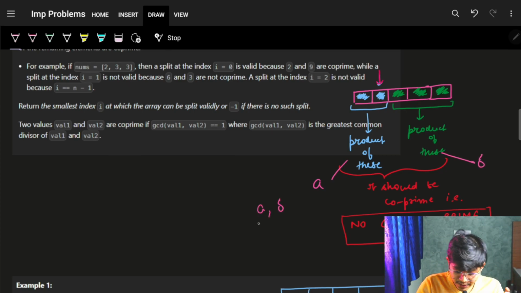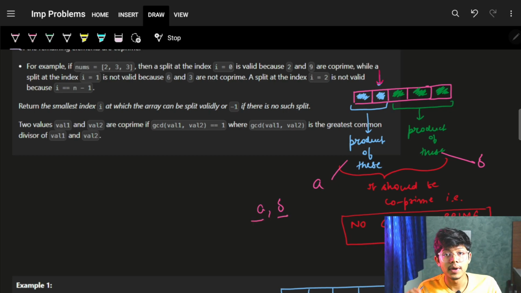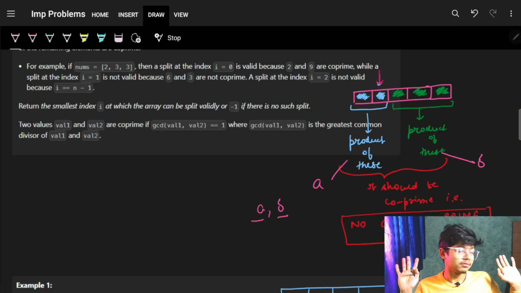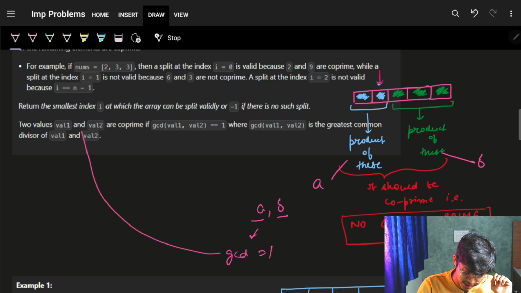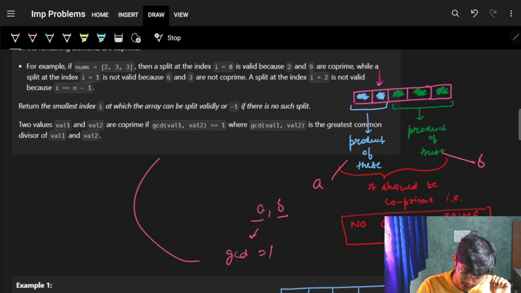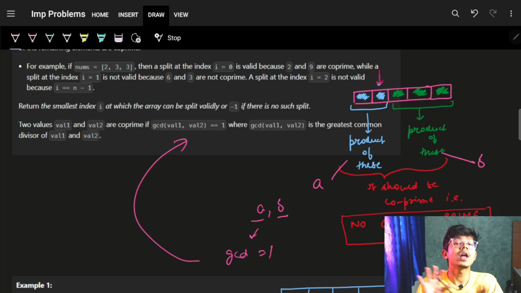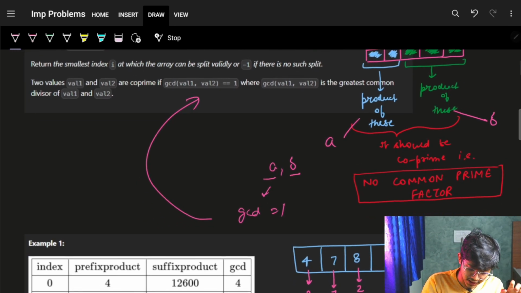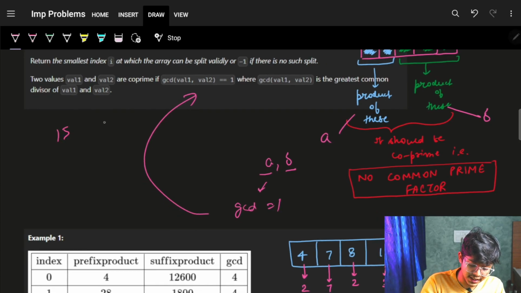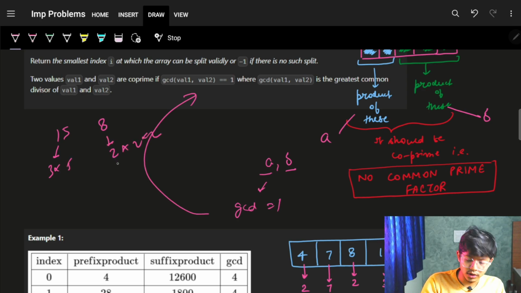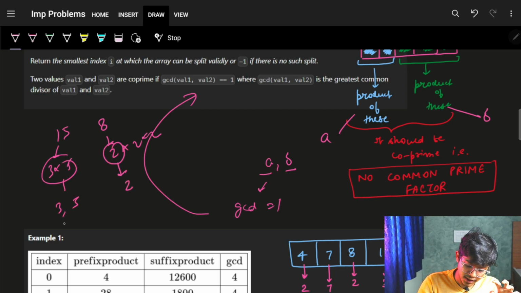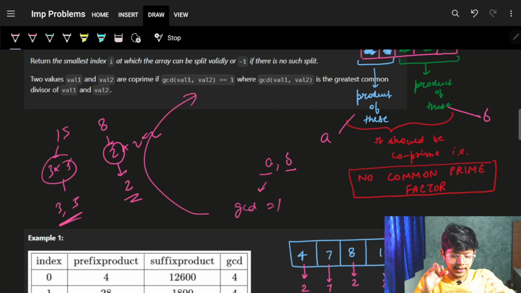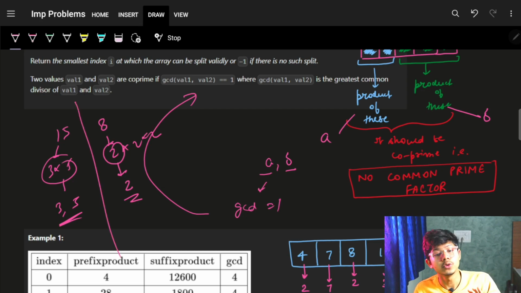A and B being coprime means that they have no common prime factor, or their GCD is 1. It is also said that coprime numbers don't have any common prime factor. Let's say you take 15 and 8. The prime factors of 15 are 3 and 5, and the prime factors of 8 are 2, 2 and 2. If I say only unique prime factors, it is just 2 for 8, and 3 and 5 for 15. As none of them coincide, they are coprime to each other.